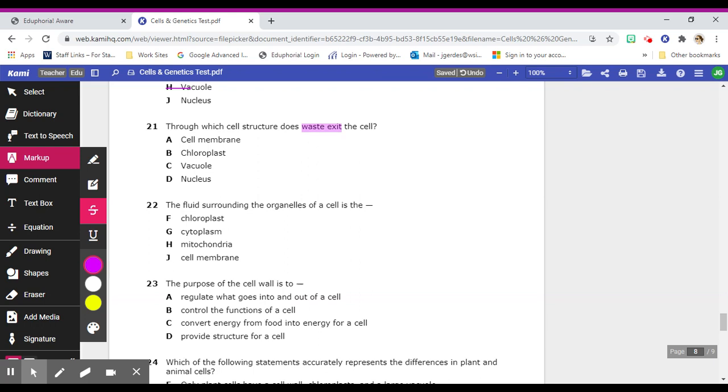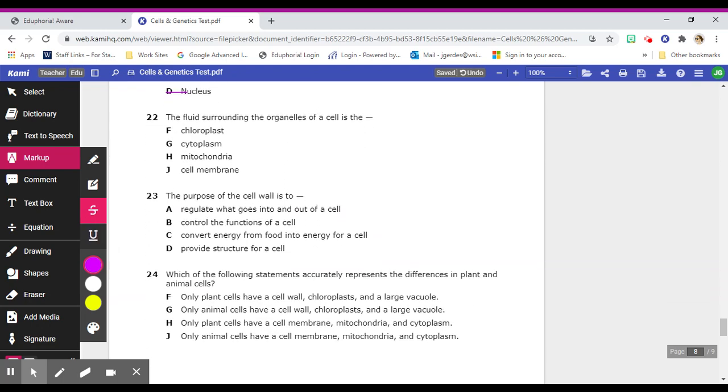Through which cell structure does waste exit the cell? So exiting, what is our fence gate? Okay, and that was A. So 21, you should have had A, our fence gate. The cell membrane lets things in and out of the cell. Again, you could have used your foldable or your notes over cell organelles.